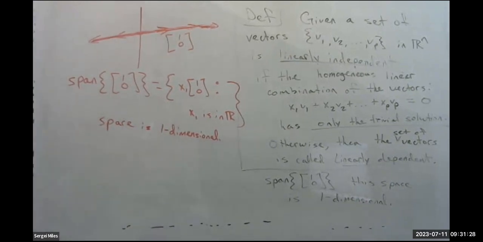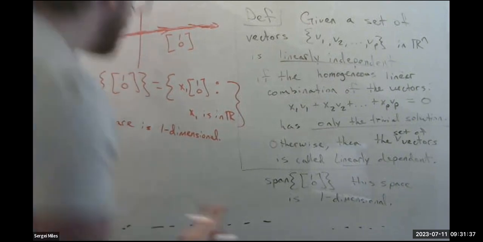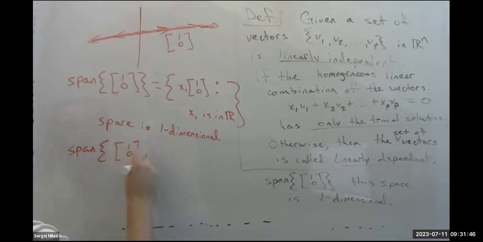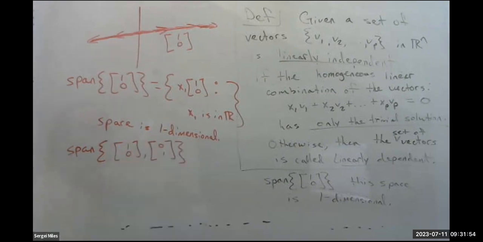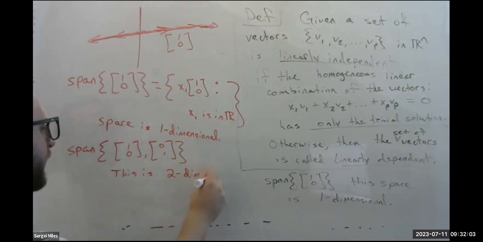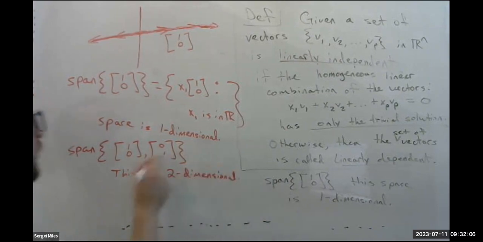So again, I want to highlight the number of pivots in your span is going to tell you the dimension of that space. So if I take the span of 1, 0 and 0, 1, that allows me to reach everything in R2. How can I tell? Because I have two pivots. I have two independent directions I can move in.